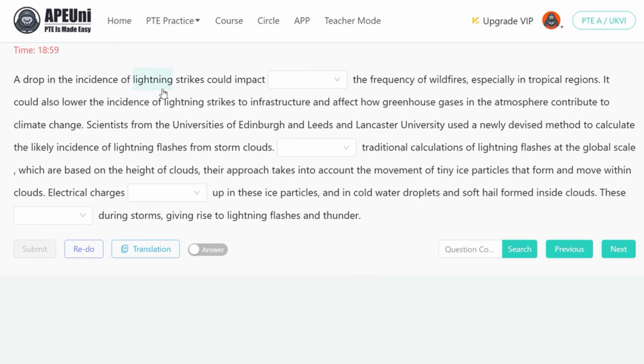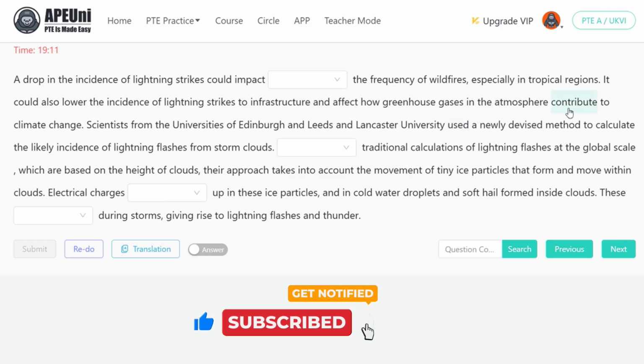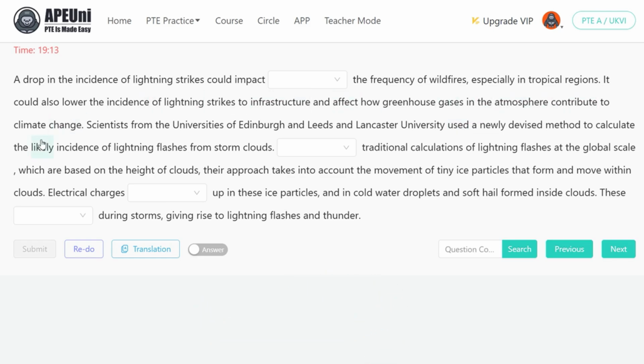A drop in the incidence of lightning strikes could impact the frequency of wildfires, especially in tropical regions. It could also lower the incidence of lightning strikes to infrastructure and affect how greenhouse gases in the atmosphere contribute to climate change. So what we're gonna do, we just quickly skim and scan what this para is talking about.